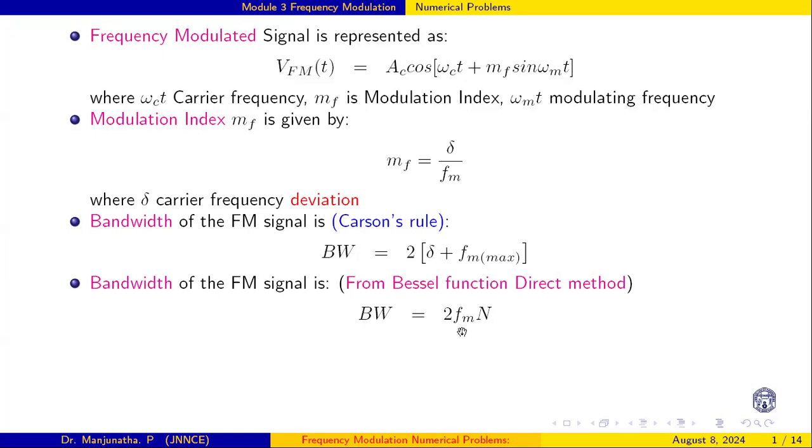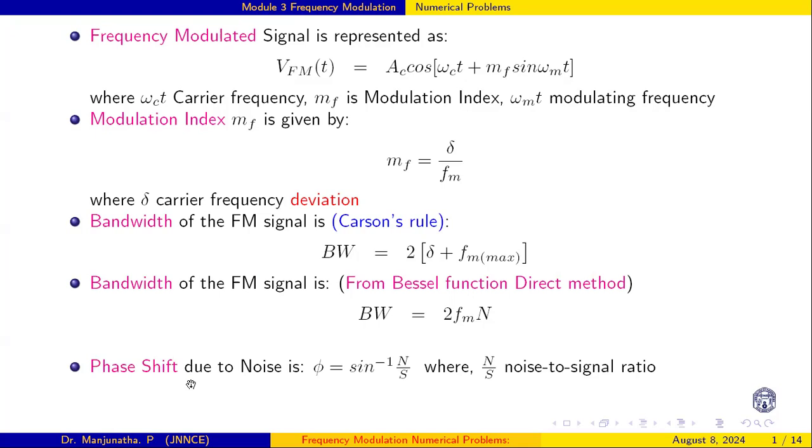Again, fm is the maximum frequency, and N is the number of sidebands that is determined from the Bessel function table. Coming to the phase shift due to noise, there is a phase shift when the signal is transmitted through free space. That phase shift phi is given by sine inverse of n by s, where n by s is the noise to signal ratio, and the frequency deviation delta is simply phi into fm. So these are the important formulas used.